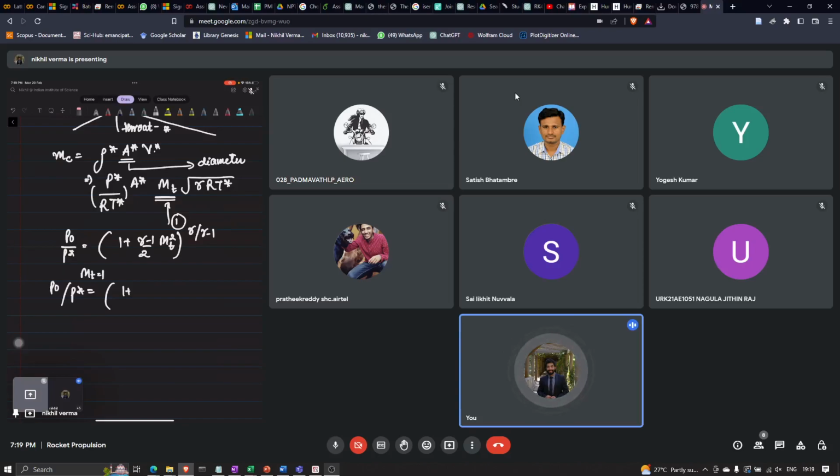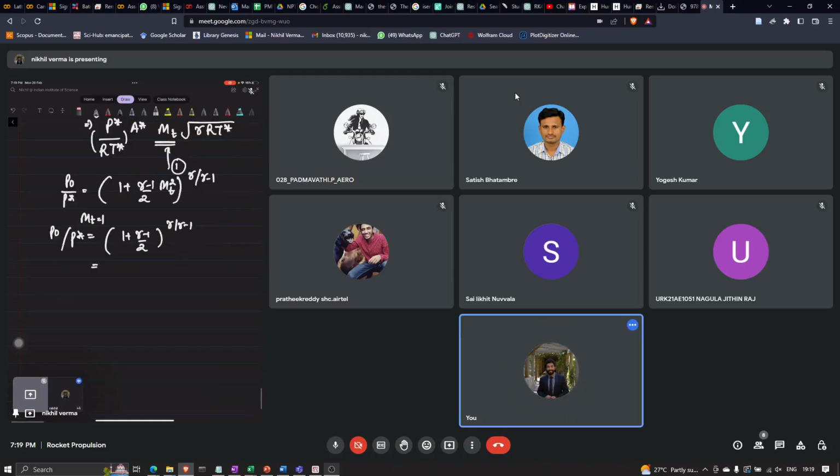P star you can calculate with this. If you calculate this, you will get this relation as 1.8929 for P naught by P star. Okay, so P star with this you can calculate. Okay, let us keep it in this way only.